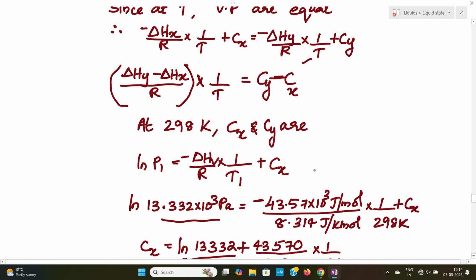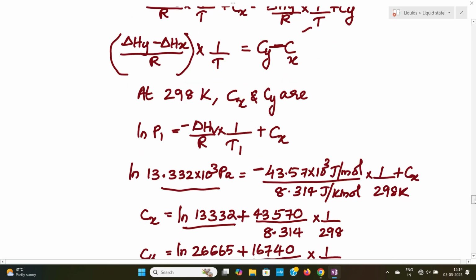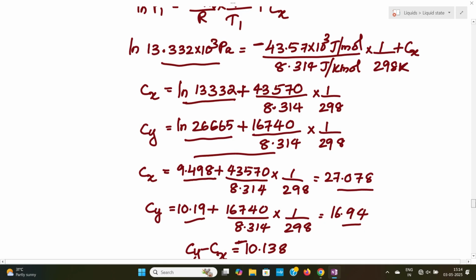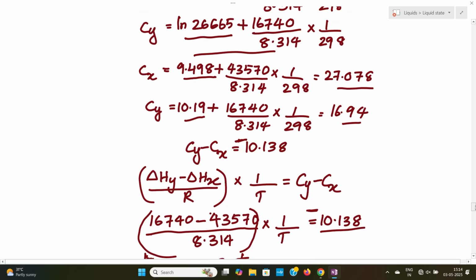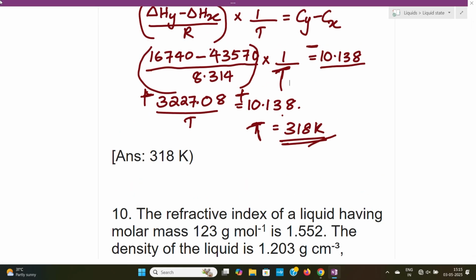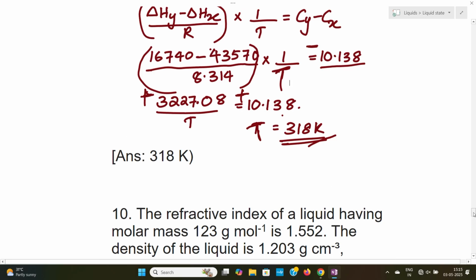Then we did the calculation and we could able to find out the Cy minus Cx. And finally, when we substitute the values here, we could able to find out the value of the temperature when the vapor pressures of the X and Y liquids are equal. This is the problem. I hope you understood this problem.